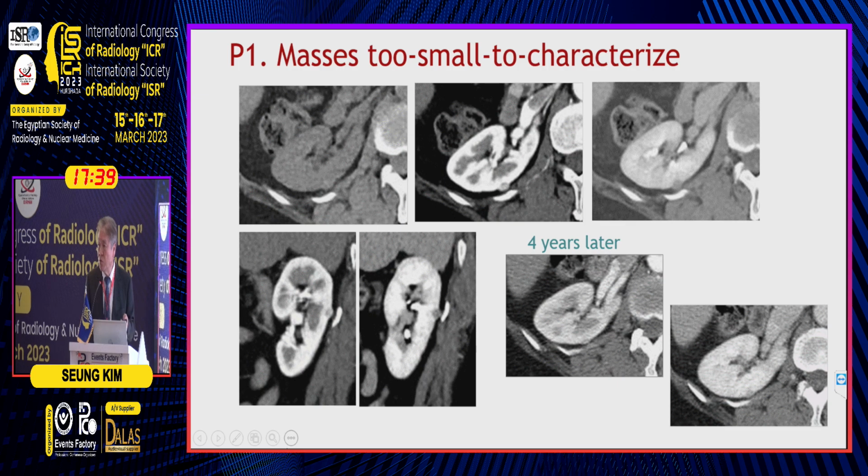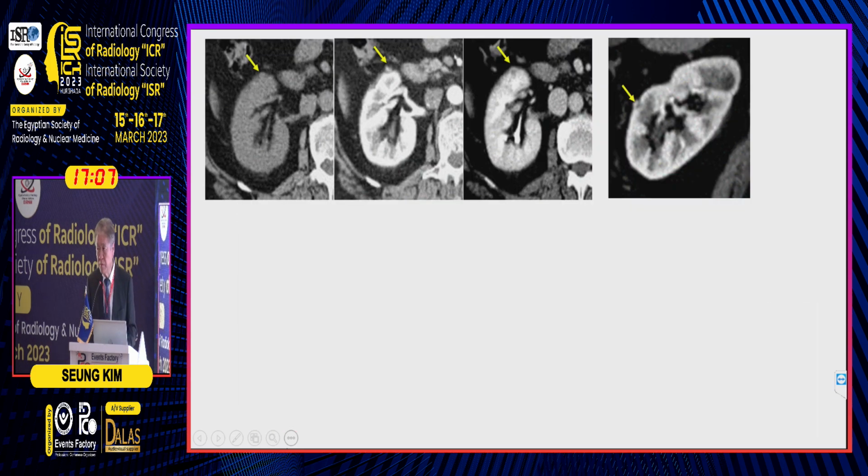In those cases, we do not need to hurry too much. In this patient, followed up with surveillance, 4 years later, this mass becomes smaller, and this patient is still on follow-up, and the mass decreases in size. So without operation, this patient was followed. So when masses are too small to characterize, do not hurry. Follow-up and surveillance are often useful enough.